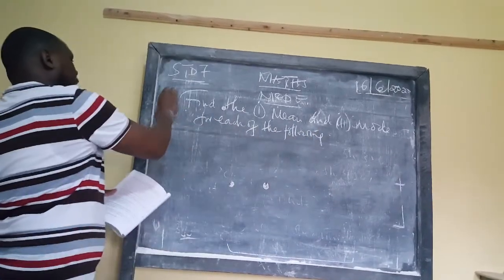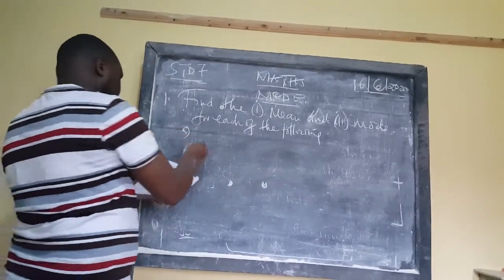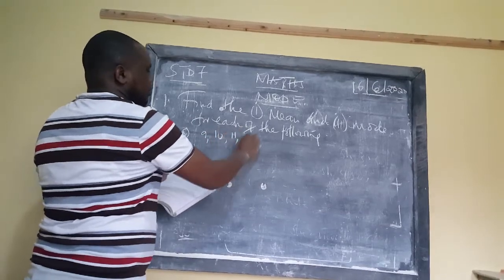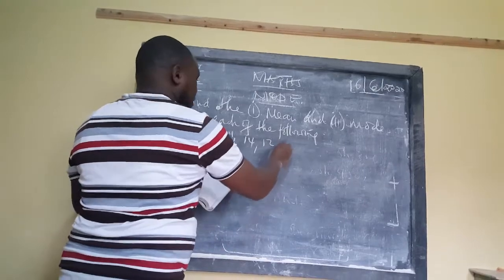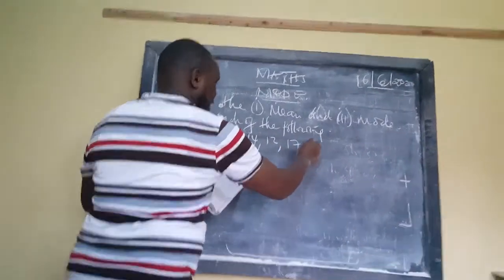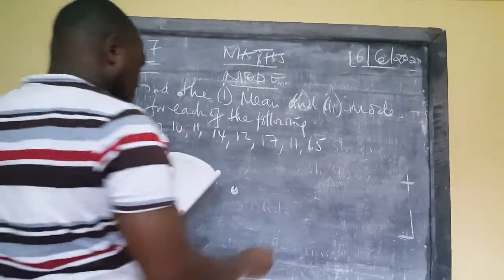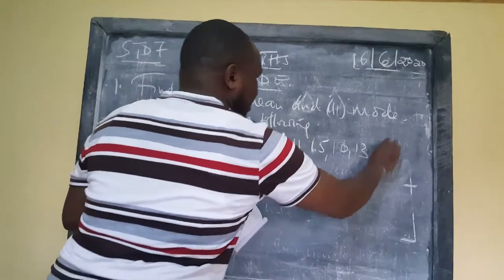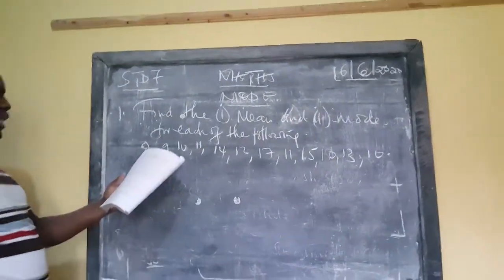Find the mean and mod for each of the following. So we have A, they have given you 9, 10, 11, 14, 12, 17, 11, 15, 10, 13, and then 10. I'm only doing A alone because it has A, B, C.